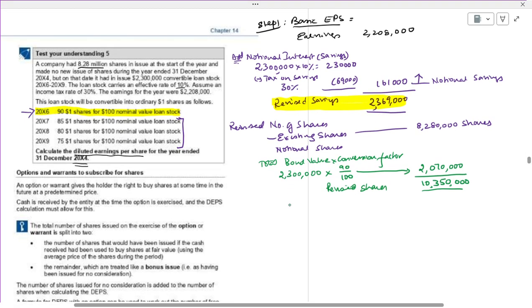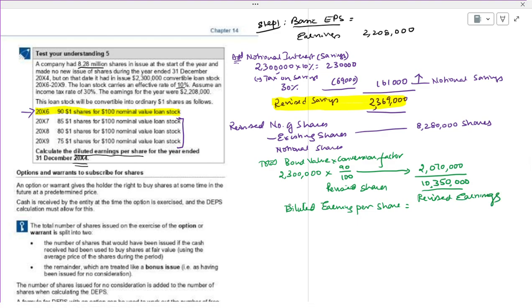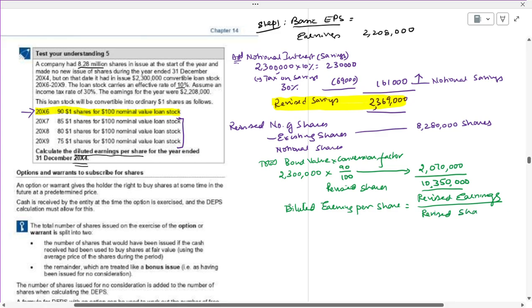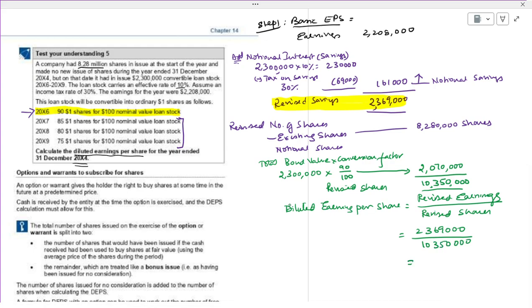Diluted earnings per share is equal to revised earnings divided by revised shares. Revised earnings are 2,369 divided by 10,350. It comes to how much?